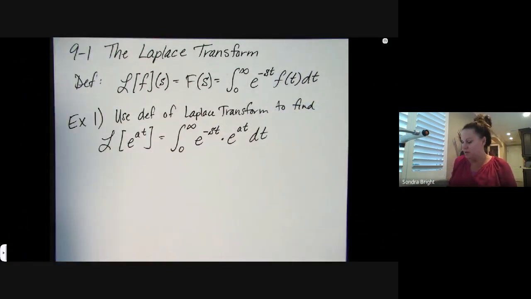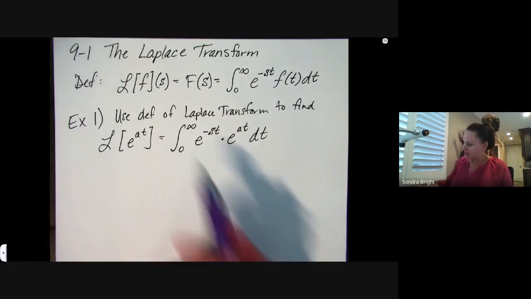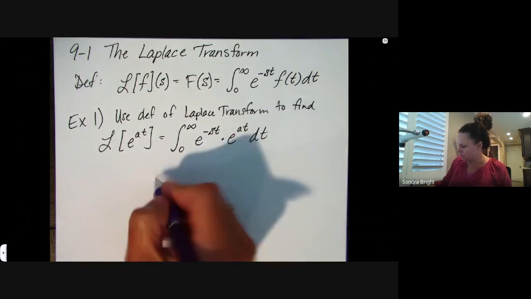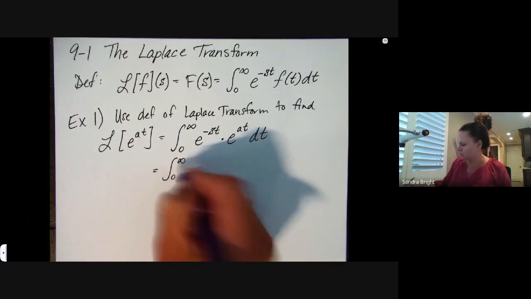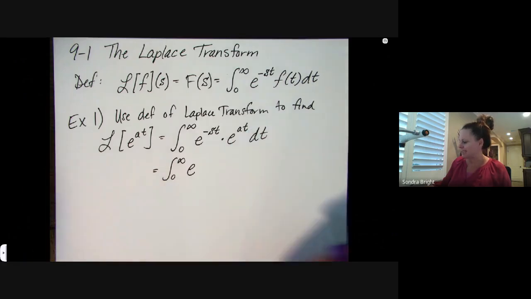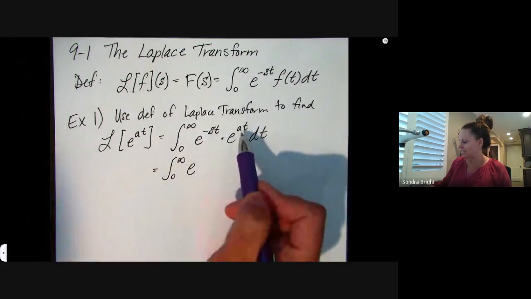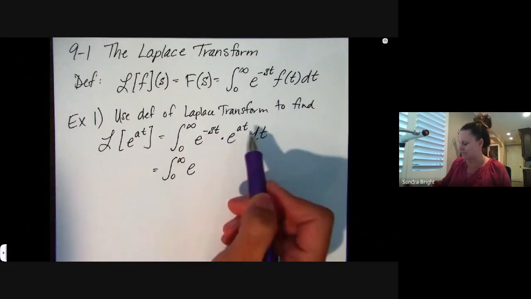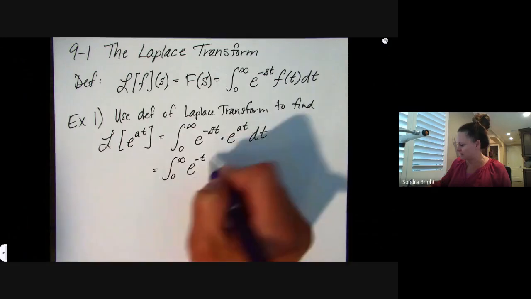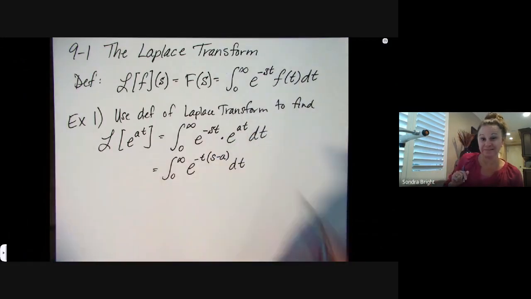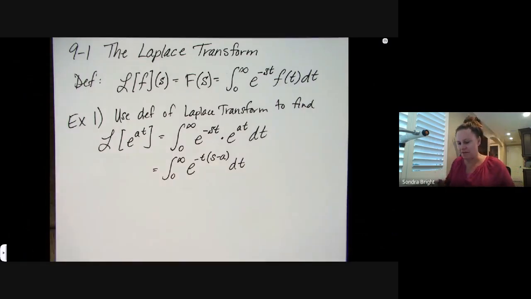All right. Well, we've got to integrate this guy. But do you see, both of these are base e, and you're multiplying. So this is equivalent to e to the, they both have a t. So it's like e to the negative st plus at. So if I factor out a negative t here, I would have an s minus a and then dt. Hopefully you see how I got that.